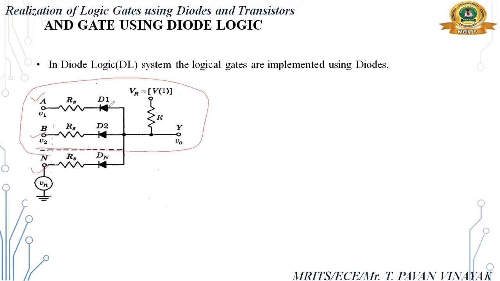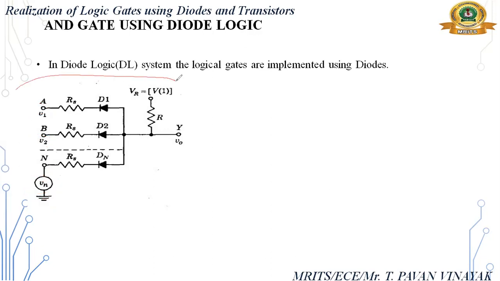We draw two diodes. If I want three inputs, draw three diodes. If I want four inputs, draw four diodes, in the same manner. These are the voltages, meaning we are giving inputs here. For every input we take from a regulated power supply, the positive voltage is given to the input and the negative is given to ground.